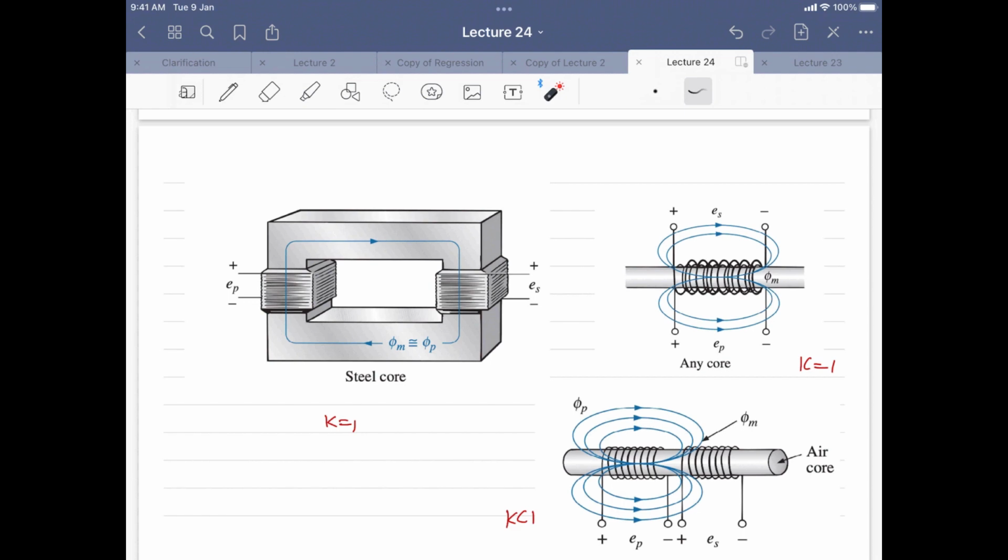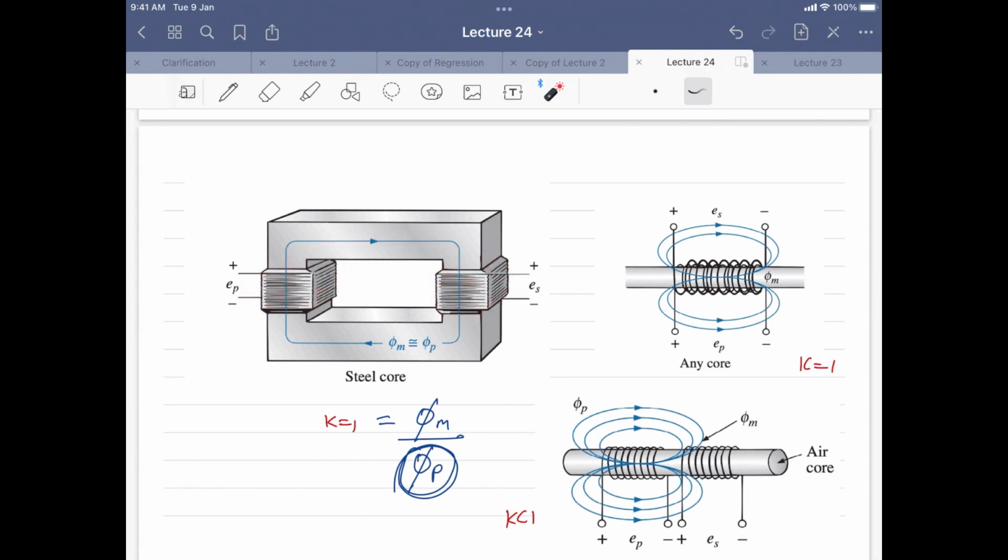So most of the flux generated here is transferred to this side, leading to K equal to 1. In this case, K, which is the fraction of the flux at the secondary side divided by the total flux generated at the primary side, has a value of 1, and it shows that all the flux generated in the primary is going to the secondary side.